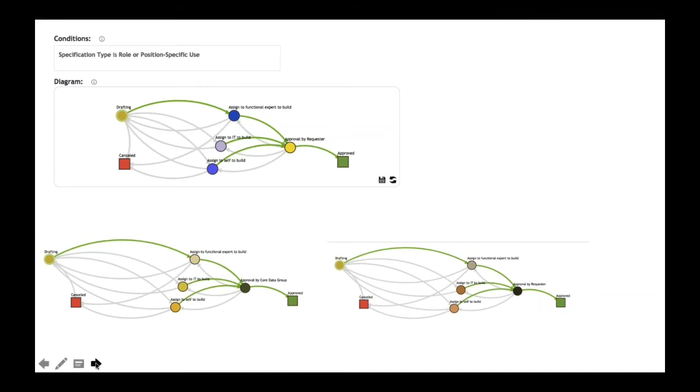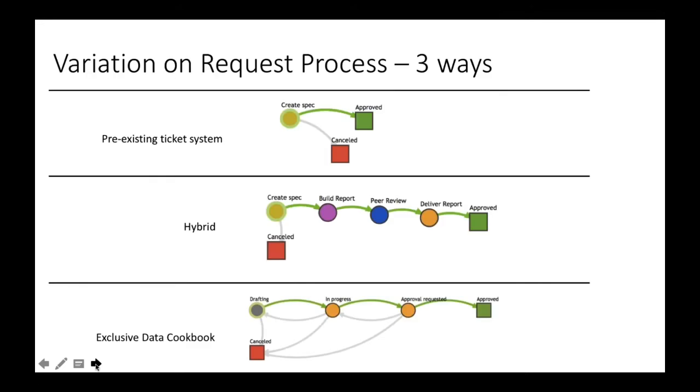Let's take a step back and talk about the first part of the workflow, which is the request process. There's a lot of variability that you can take advantage of in this process, and I'll go through 3 scenarios. The first one is that the client has a pre-existing ticketing system for the data request process. It's 5 years old. Everybody knows how to use it. It works really well, and I advocate, don't fix what isn't broken.